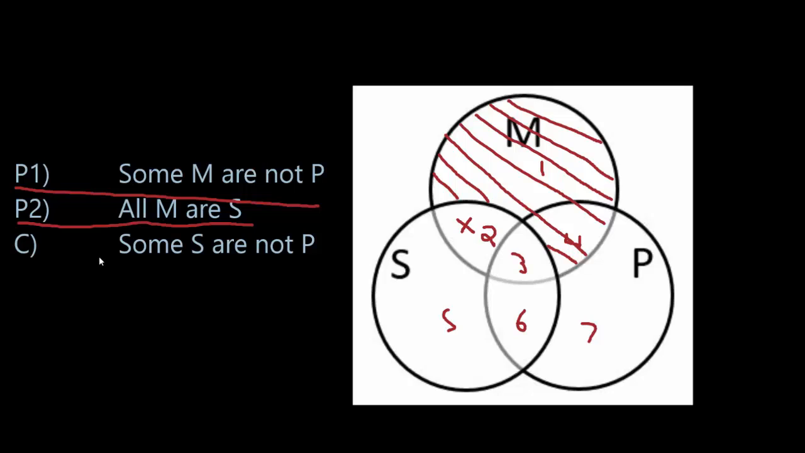Now we look at the conclusion. The conclusion says that there is some S that are not P. So there exists an S that is not a P. Well, by looking at this X, we notice that in fact it is an S that's outside of the P circle. That is, it is an S that is not a P.